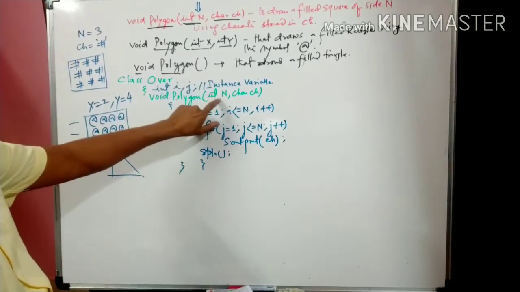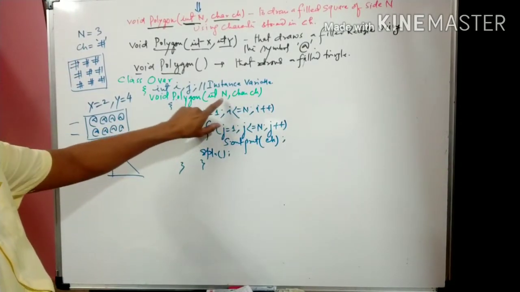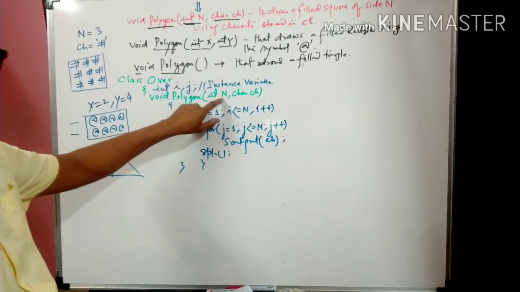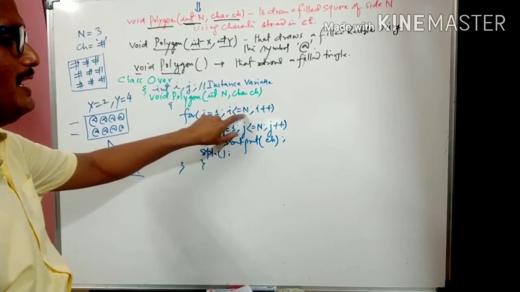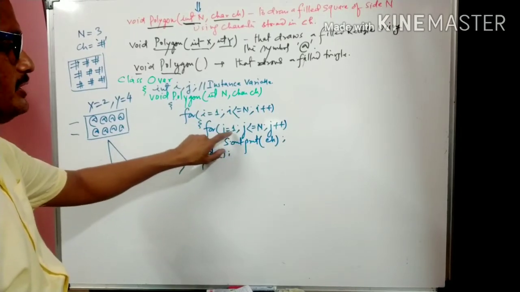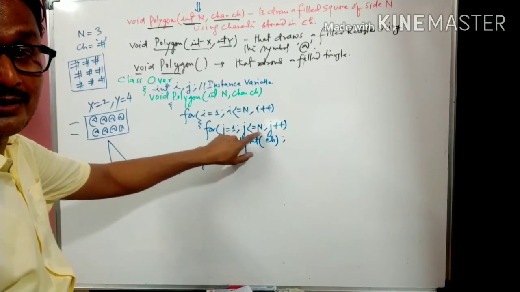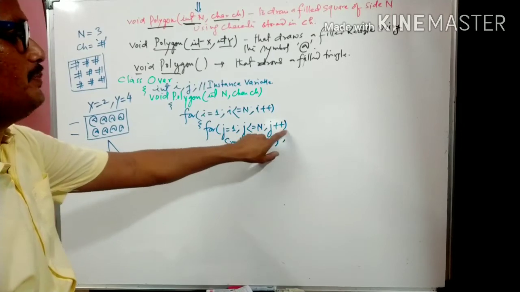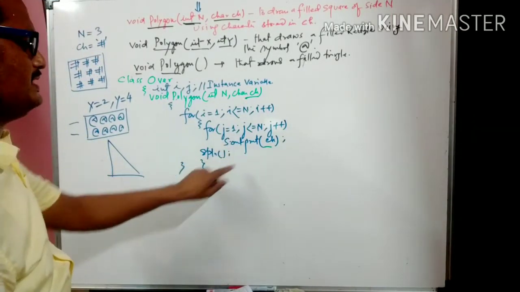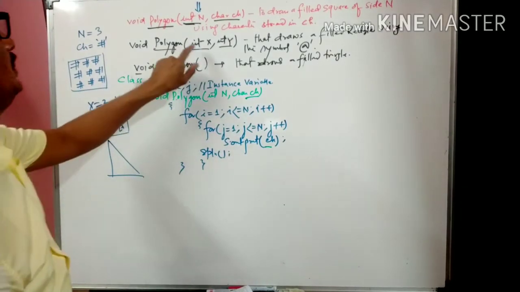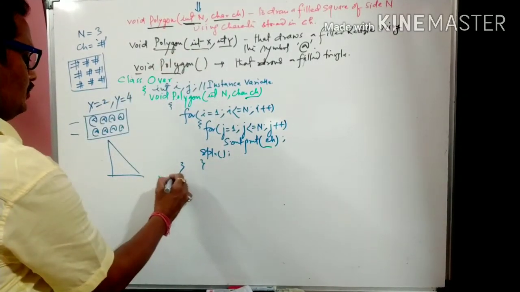So here, integer n, character ch. As I told you, n is the total number of rows as well as the total number of columns. For i = 1, i <= n, i++. Inner for j = 1, j <= n, since rows and columns will be the same, j++. And what will it print? It will print the value of ch. This is print and println.